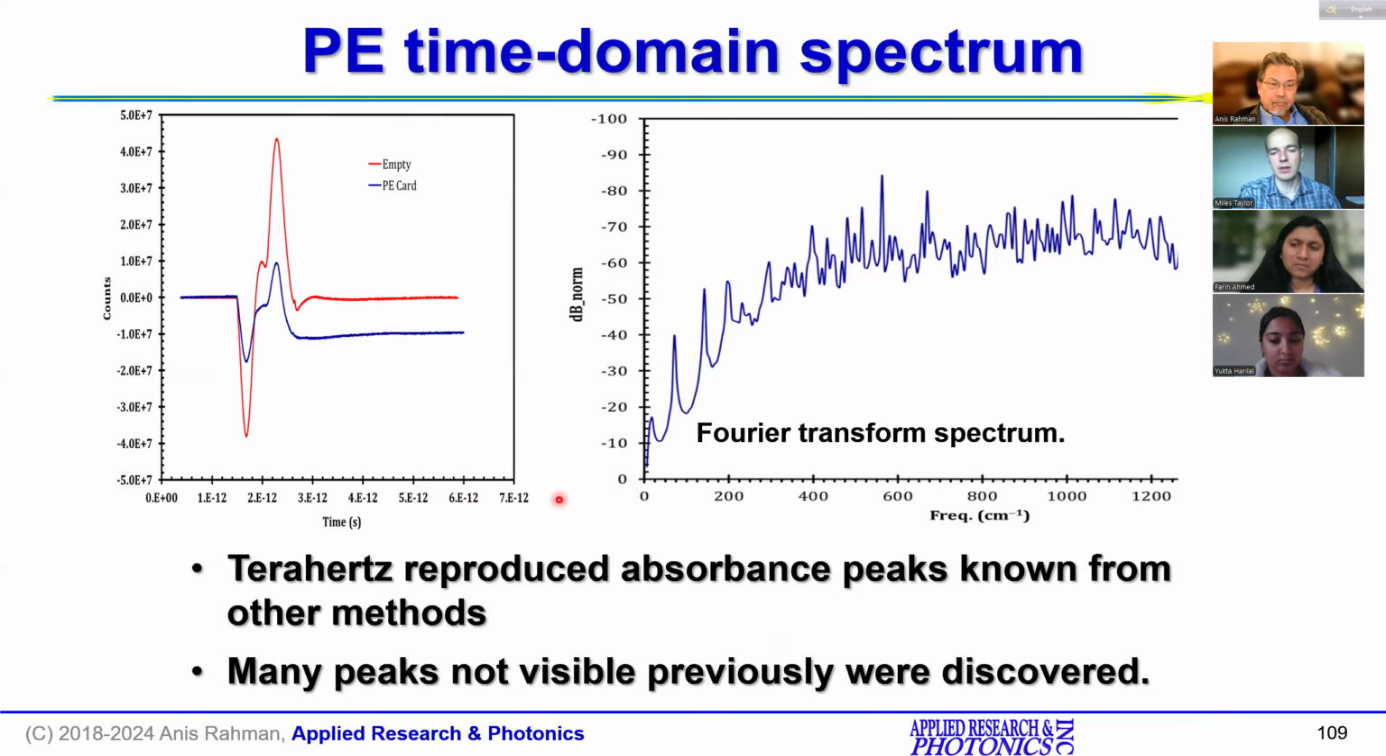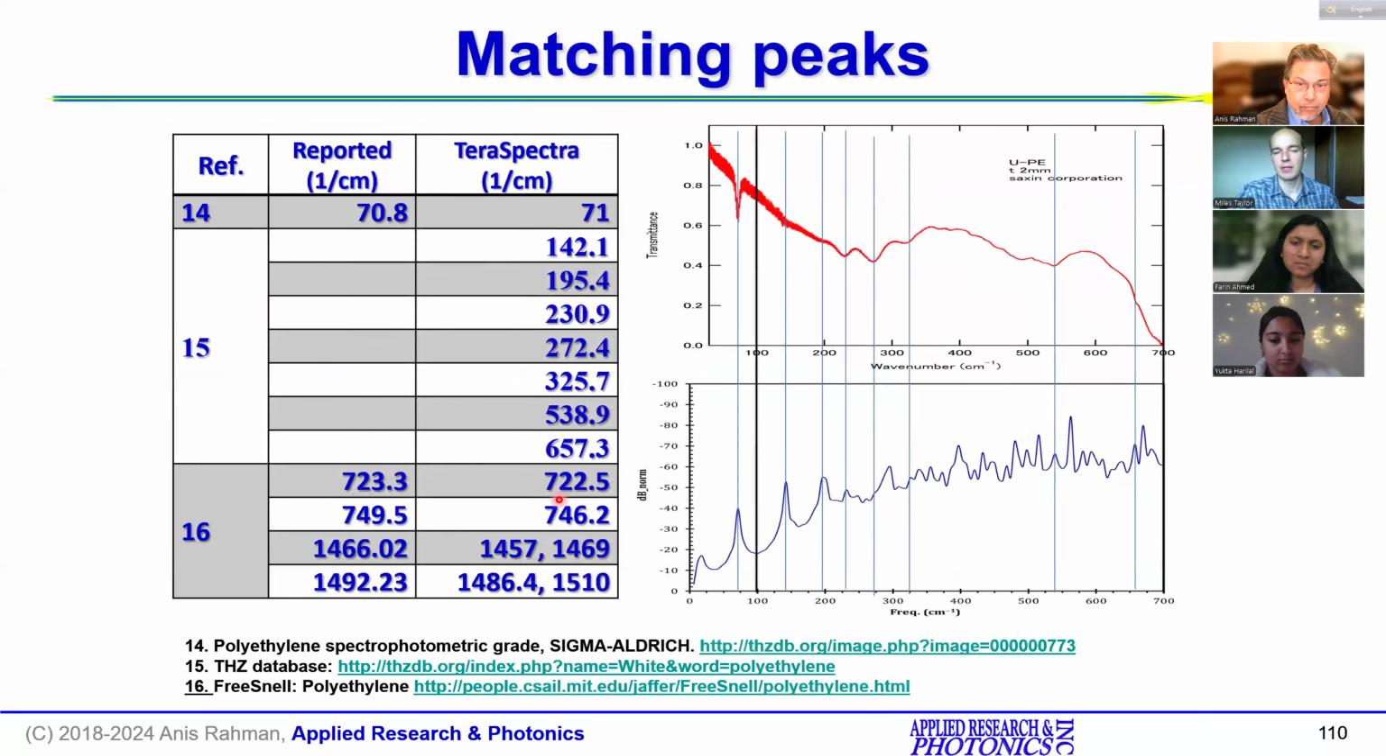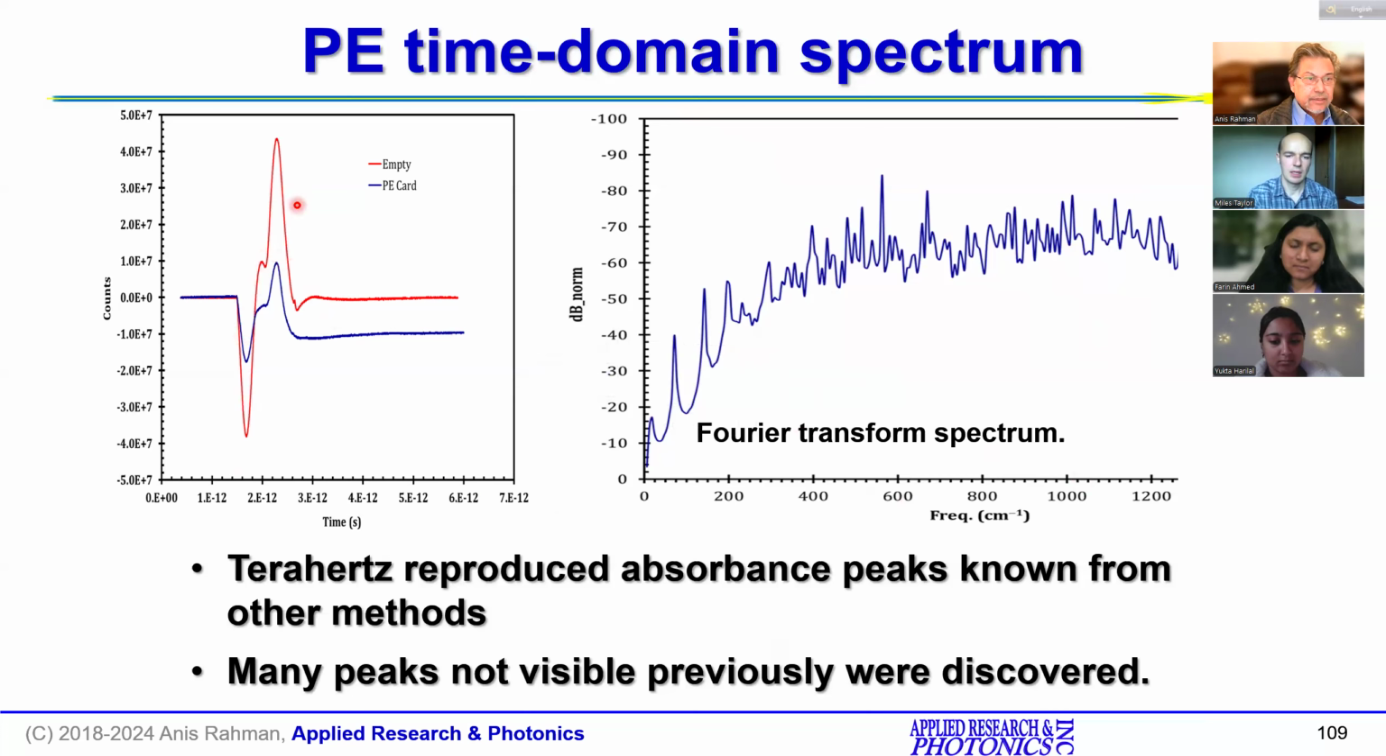So the next slide is also after the Fourier transform of the time domain. Yeah, this is the frequency domain now. The red curve is the empty signal. There's no PE card there yet. Once you put the PE card in, because the PE card is producing some, not all the signals are open. So therefore the peak is a lot shallower compared to the empty cell.